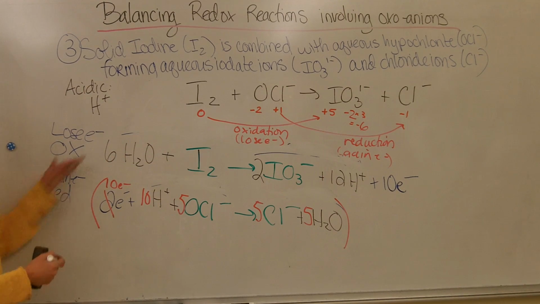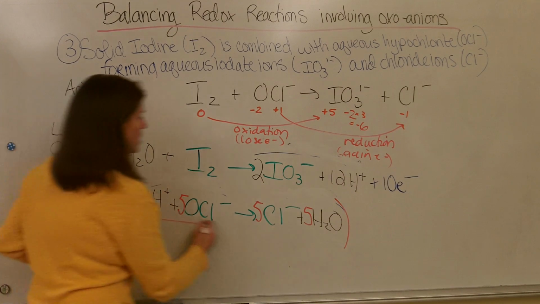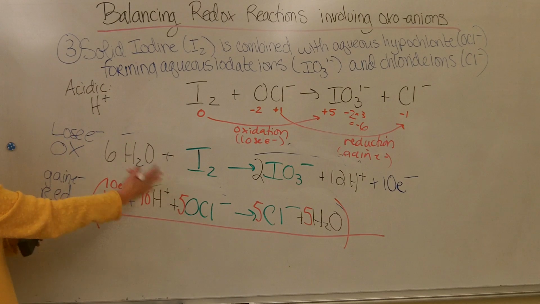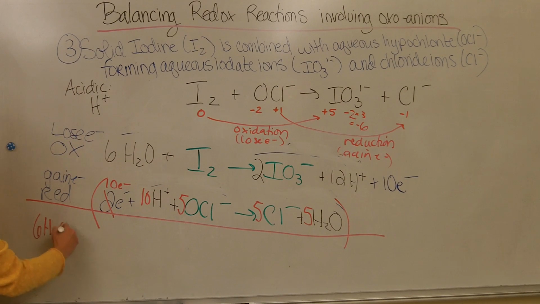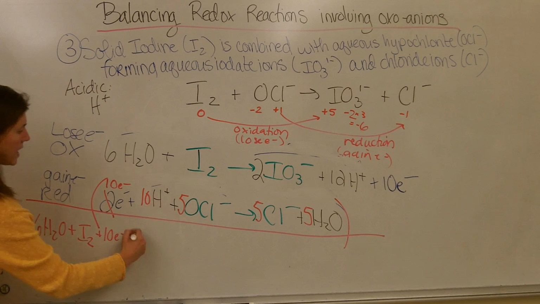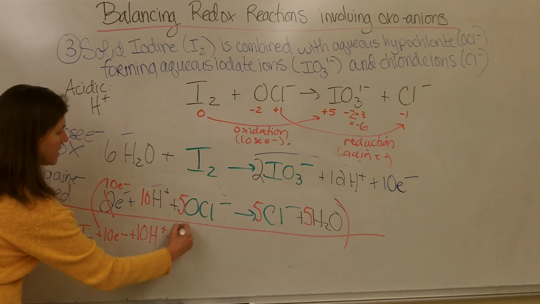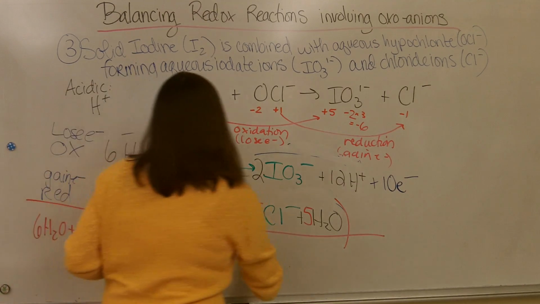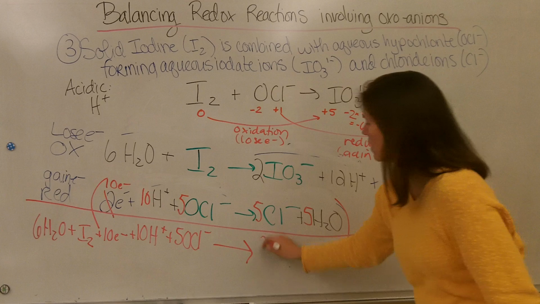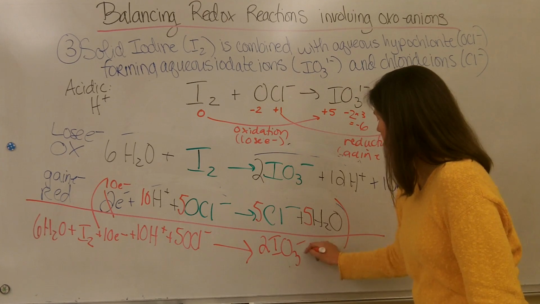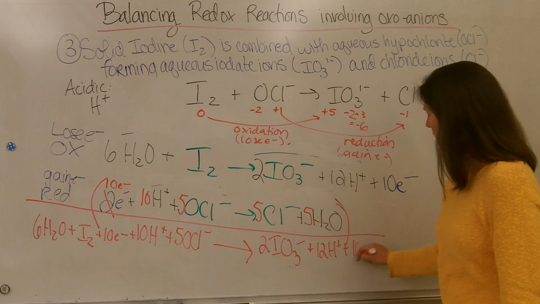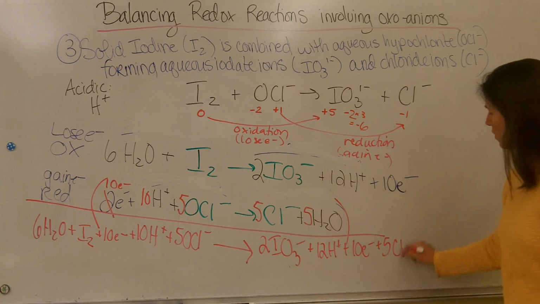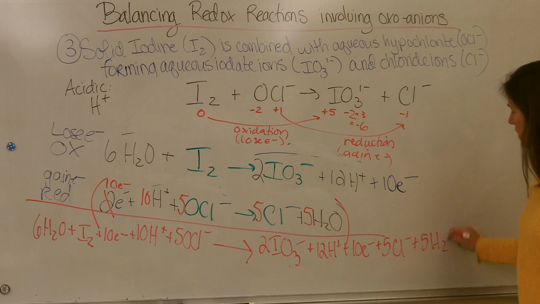And my final step is I'm going to add these reactions together. I'm going to add them up, okay? So what that's going to look like is this. Everything on the left, I'm going to write down. So 6 waters, and 1 iodine, and 10 electrons, and 10 hydrogens, and 5 hypochlorites. Okay, that's everything on the left. Then I'm going to go over here, draw my arrow, and take everything on the right. So 2 iodates, 12 H pluses, 10 electrons, 5 chlorides, and 5 waters.